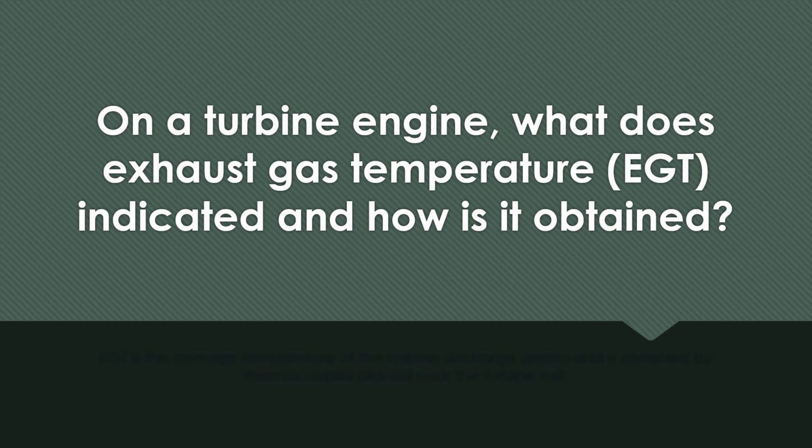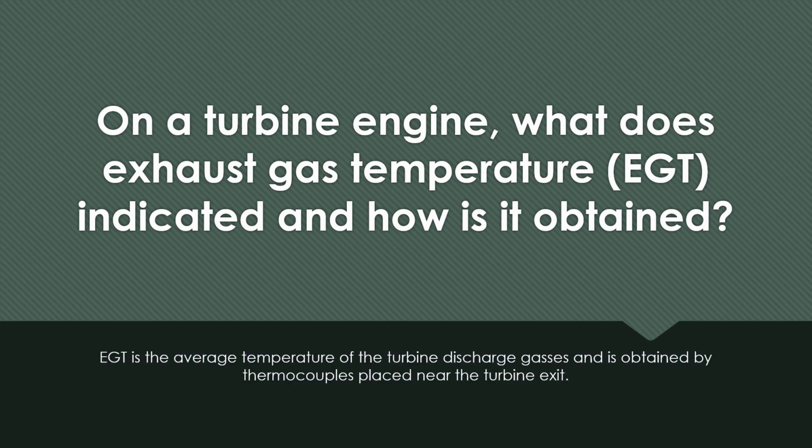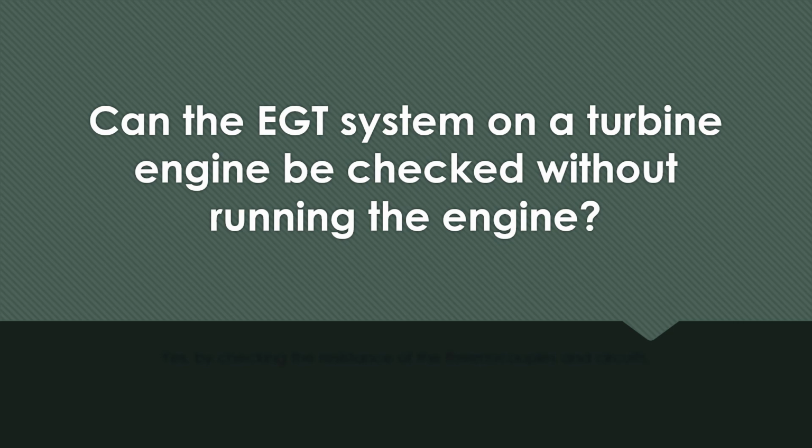On a turbine engine, what does exhaust gas temperature, EGT, indicate, and how is it obtained? EGT is the average temperature of the turbine discharge gases and is obtained by thermocouples placed near the turbine exit. Can the EGT system on a turbine engine be checked without a running engine? Yes, by checking the resistance of the thermocouples and circuits.